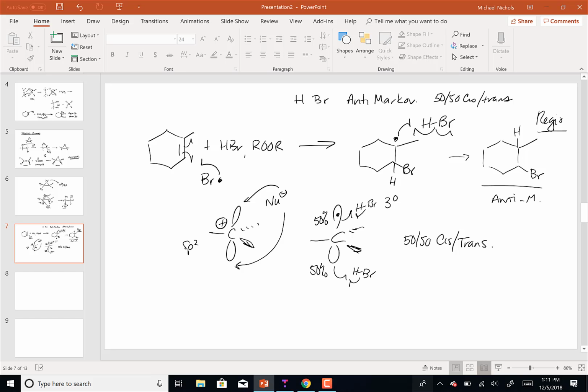Okay. So given this and the mercuration, demercuration from yesterday, we've got a couple different reactions to add to the chart. We basically have three more. Because mercuration with water, mercuration with alcohol, and then anti-Markovnikov addition of HBr. So that table can be extended 3 more rows.